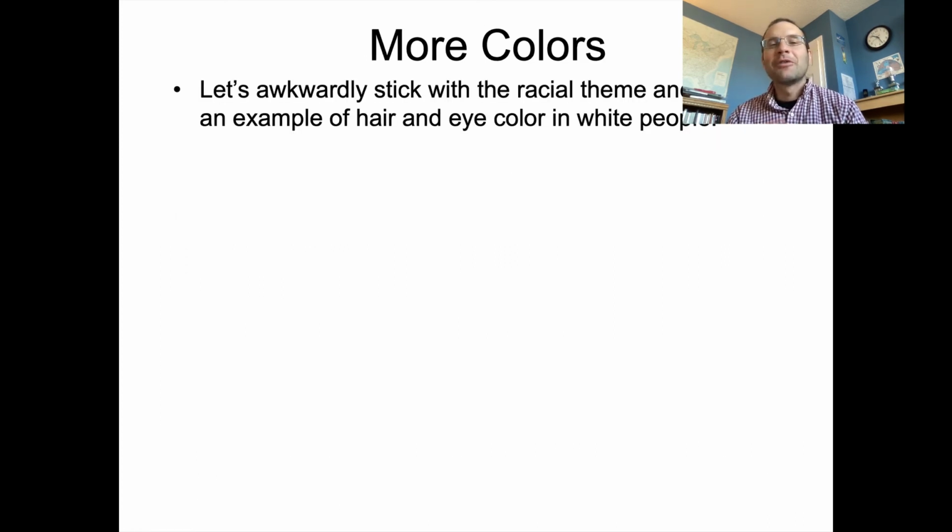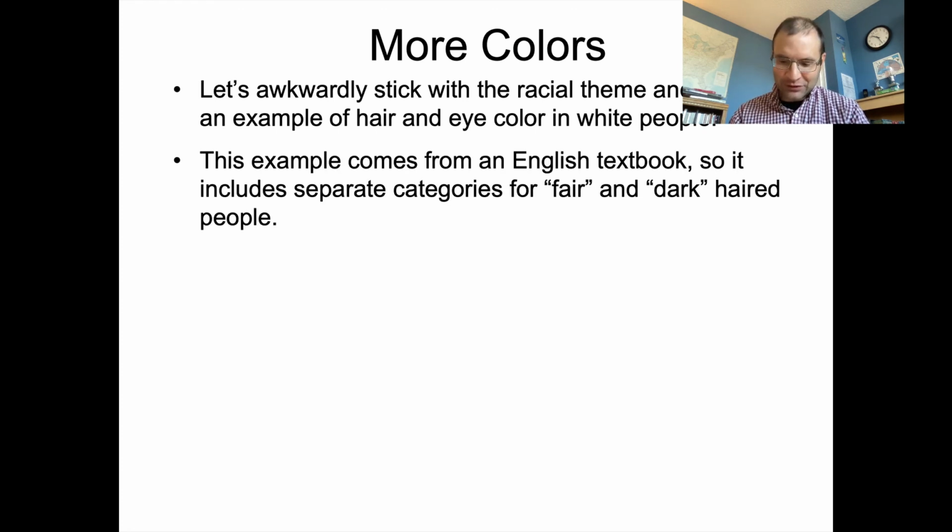Okay, so with that in mind, I want to awkwardly stick with the racial theme that I started last time and look at an example of hair and eye color in white people. And I got this example from a British English textbook, so it includes separate categories for fair and dark-haired people, which are not necessarily the terms that I would use, coming from the U.S.